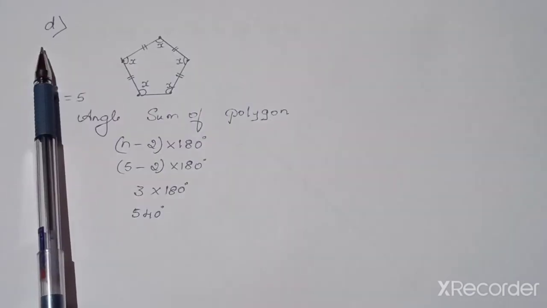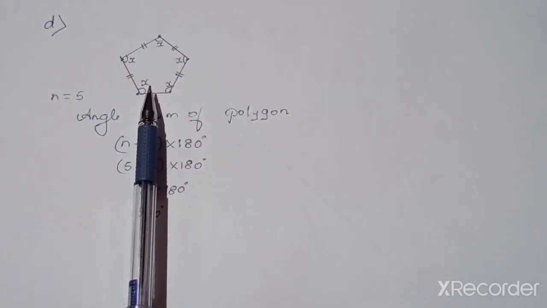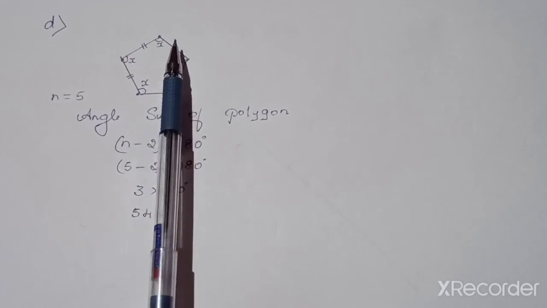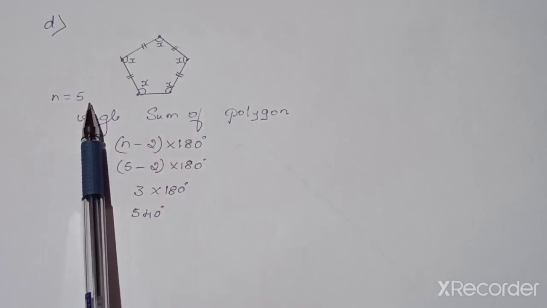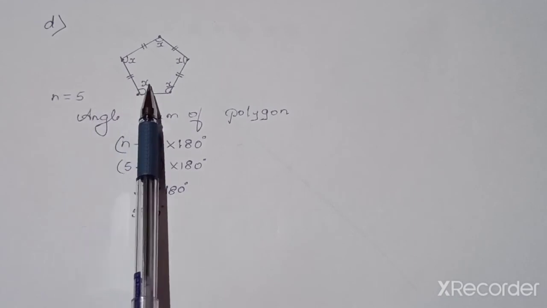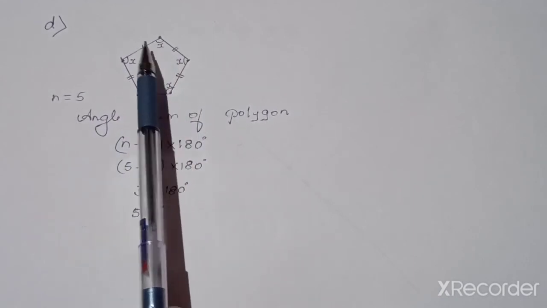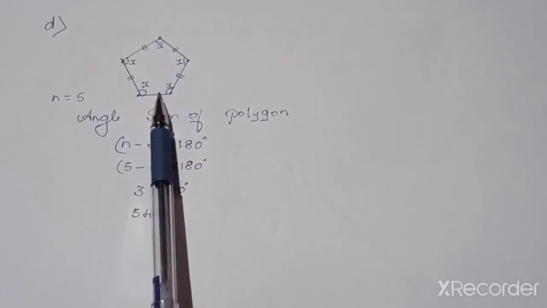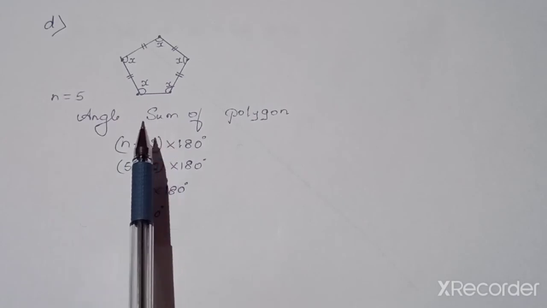Sub-question D. This is also a pentagon. There are 5 sides here. 1, 2, 3, 4, 5. So n is equal to 5. The interior angles are also given, that is x, x, x, x, x. All 5 angles are x. So let us find the sum of the angles.